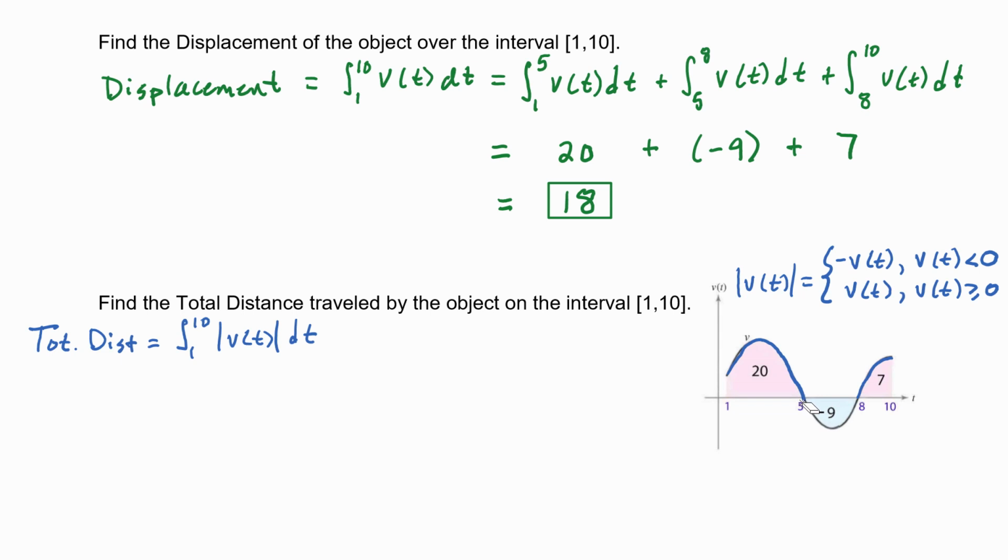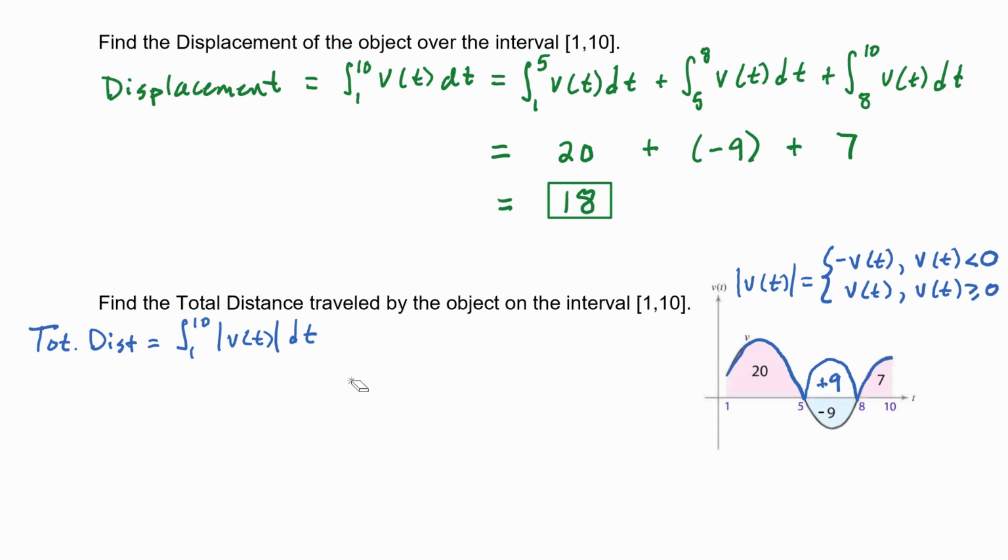But here, on the section from 5 to 8, v of t is less than 0. So that means to graph the absolute value of v of t, we have to take the opposite of v of t. And we know that that negative sign out front means to take that section of the graph and flip it over the x-axis. And now its net area will be positive 9. And so now this is a graph of absolute value of v of t.